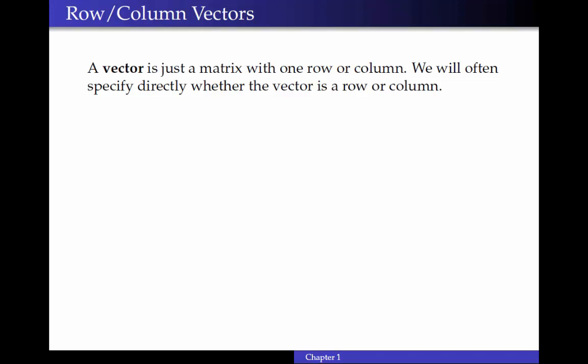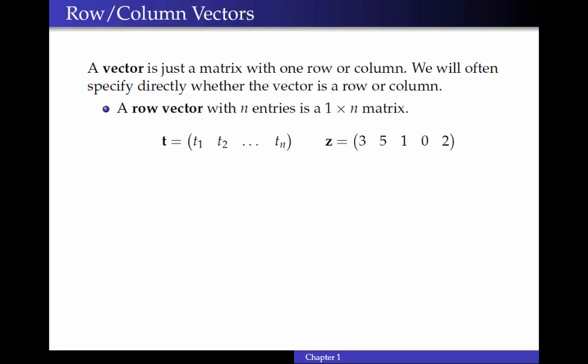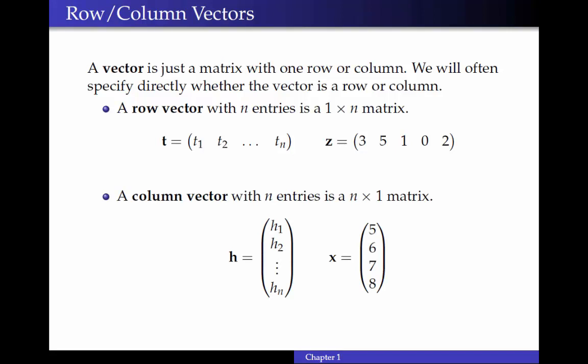Now, a vector is just a matrix with one row or column. So we'll often specify directly whether it's a row or a column. So a row vector is a 1 by n matrix because it has one row. And a column vector is an n by 1 matrix because it has one column.